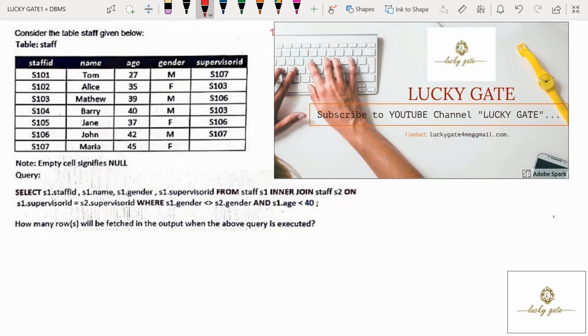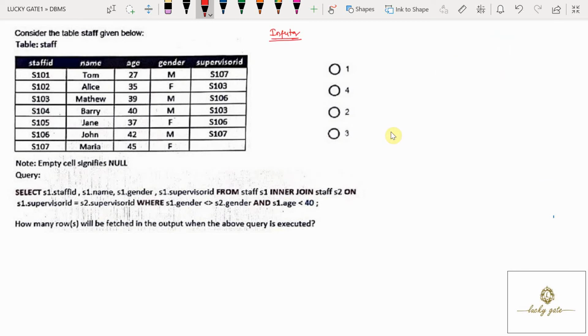This is an Infosys InfiTQ question from the subject DBMS from the concept of joins. Here, consider the table staff. The staff table is given with some tuples. It is clearly given that an empty cell signifies null. This is a null. And the question is how many rows will be fetched in the output when the above query is executed? How many rows in the output? That is the question. Now look at the query.